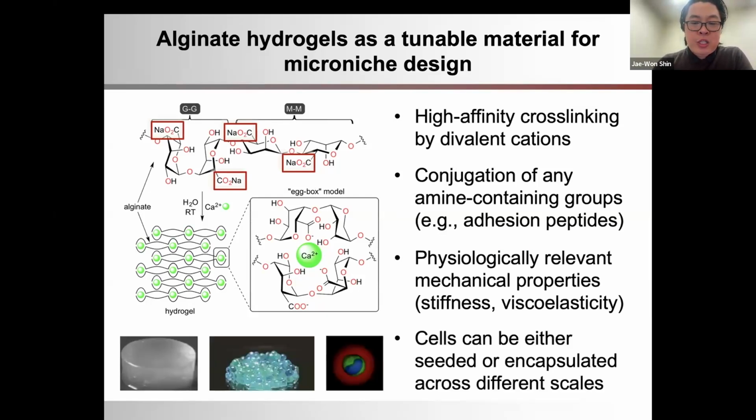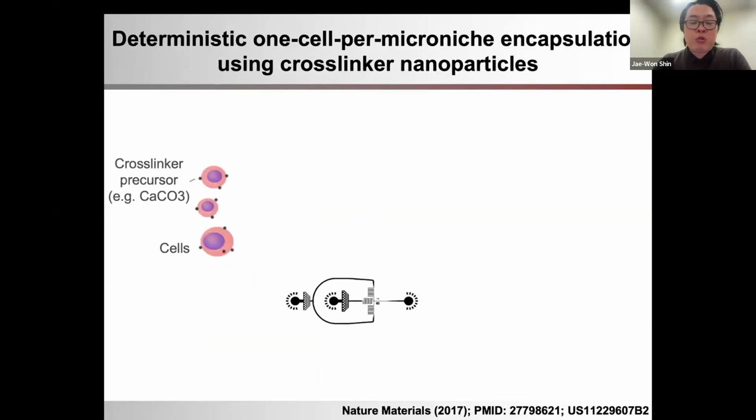And cells can be either seated or encapsulated across different scales. So in order to create literally the micro scale environment around single cells, we've taken advantage of droplet microfluidics, but also in order to do so in a more deterministic manner, at least in terms of the final product, while allowing us to tune the properties around the cells, the gel properties around cells.